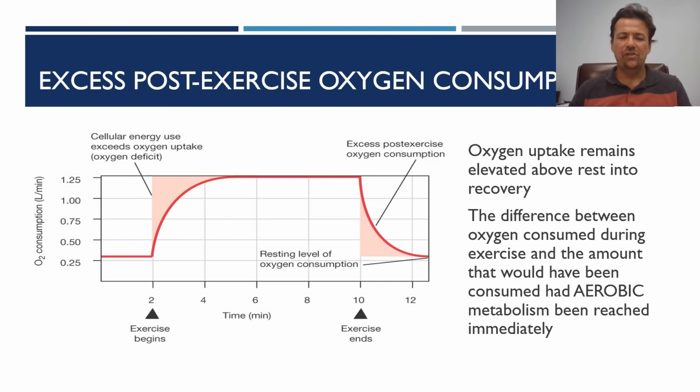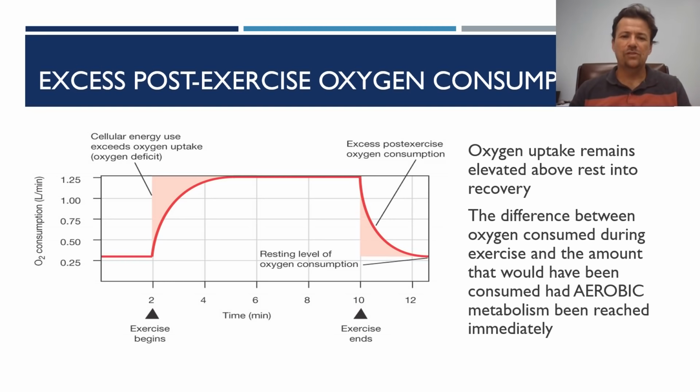Now, because we have this oxygen deficit, after exercise we have to repay that deficit. And so after exercise has ended, as you can see in this diagram here, there's still an increase in the use of oxygen by the body. And this deficit here is now repaid here. It's the difference between oxygen consumed during exercise and the amount that would have been consumed had aerobic metabolism been reached immediately. And we tend to refer to this as the excess post-exercise oxygen consumption, or EPOC.